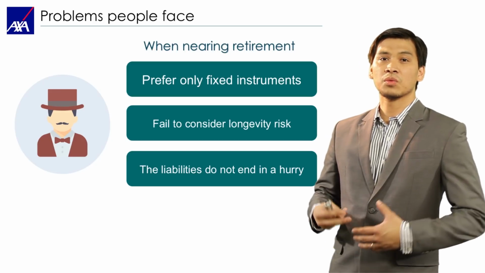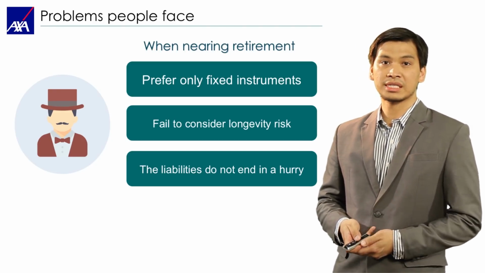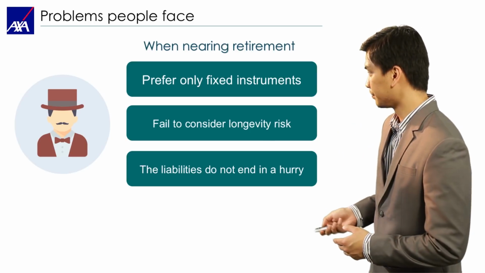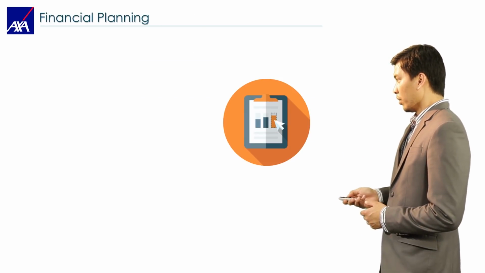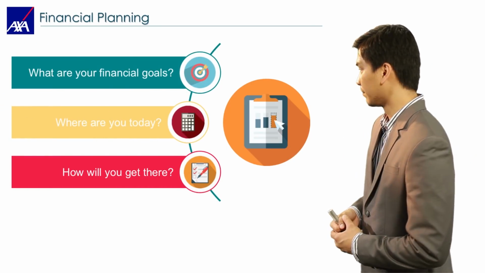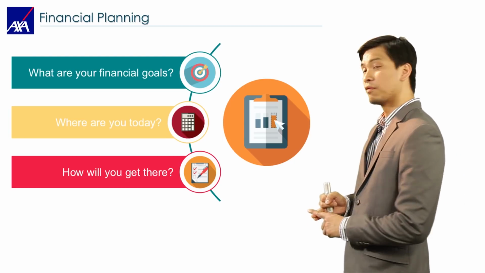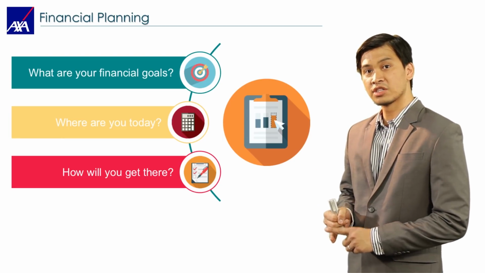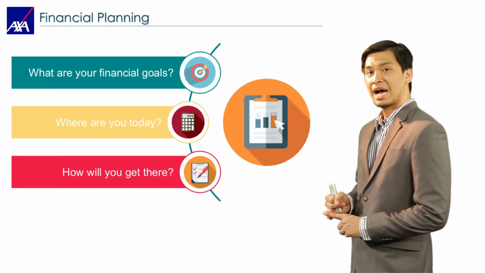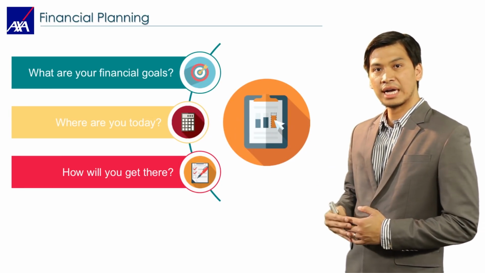Okay? So we are faced with different types of clients. How do we address them? How do we address each problem? When you talk about financial planning, you must have these 3 components. Clear goal, a clear analysis of where the client is today, and how can we get to their goal? How do we bridge that gap?